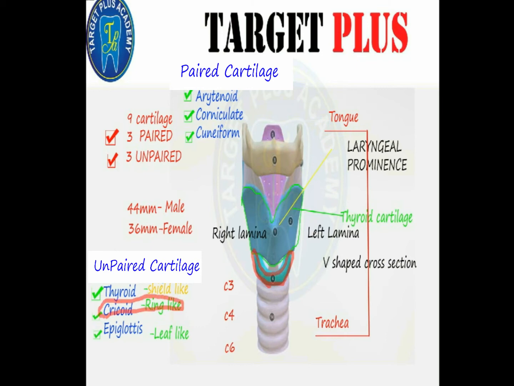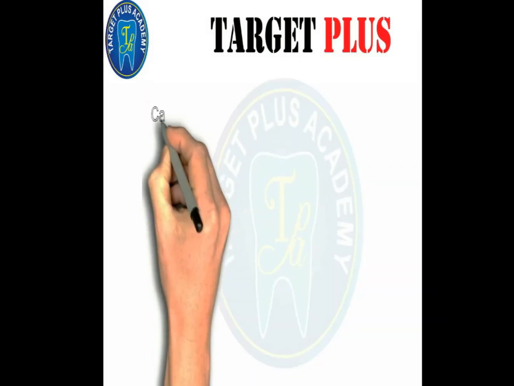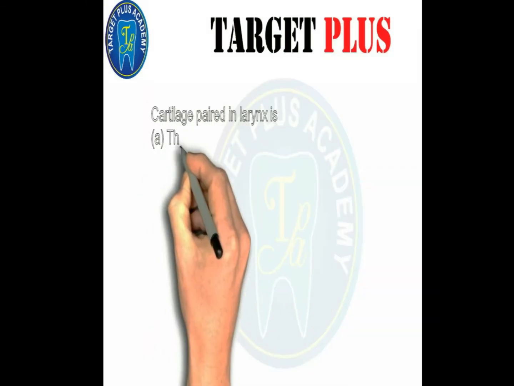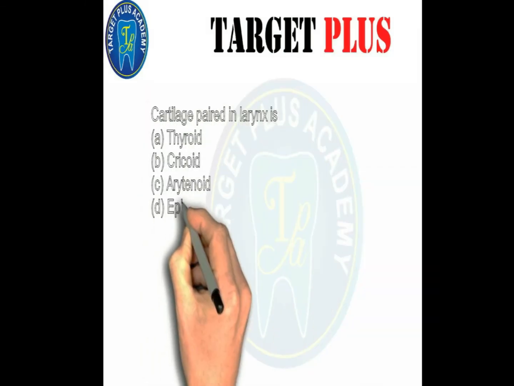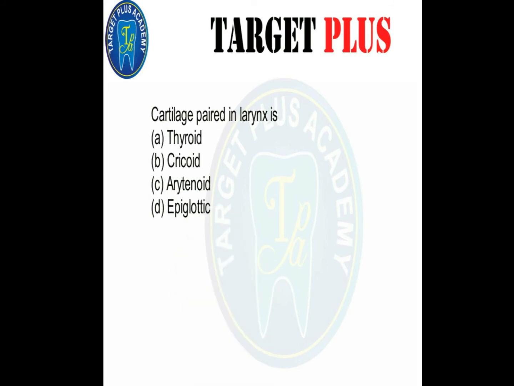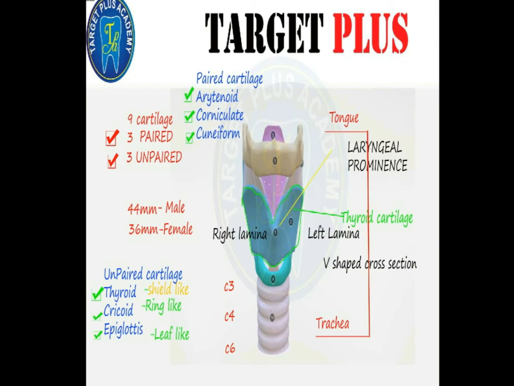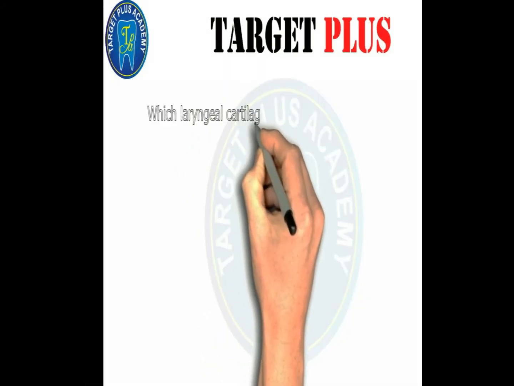Another question: which is a paired cartilage in the larynx? Now we discussed that the larynx contains 9 cartilages, 3 unpaired and 3 paired. So the paired cartilages are arytenoid, corniculate, and cuneiform. So your answer will be arytenoid. Whereas thyroid, cricoid, and epiglottis are unpaired cartilages.